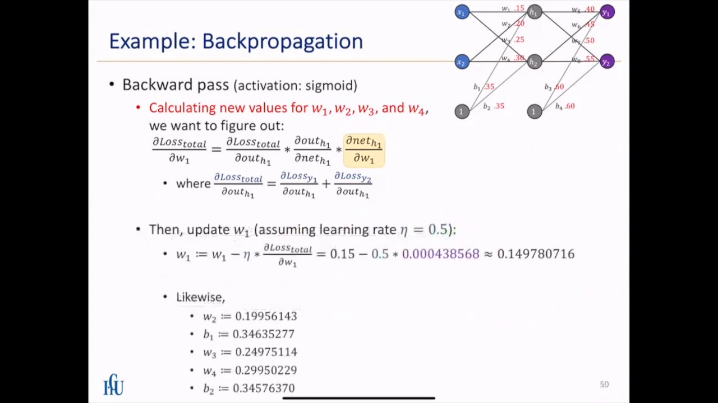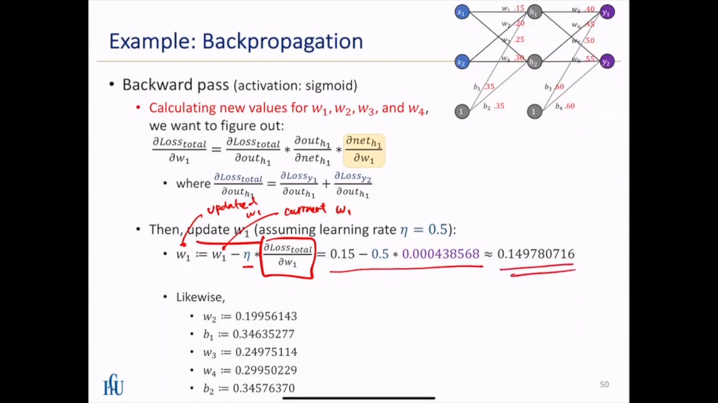So now we have the gradient value, we know how to update W1. So again, this is my current W, and this is the updated W1, using the learning rate and the gradient value. So simply plugging them in, you can get the new W value. So likewise, you can do the same for the remaining weight values, and you can get W2, B1, W3, W4, and B2. And the result of the calculation is like this.